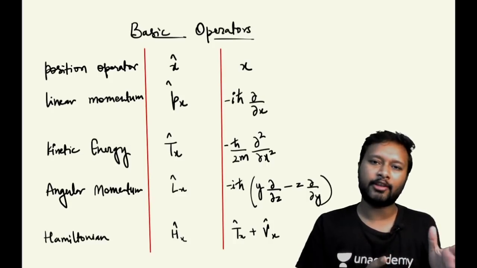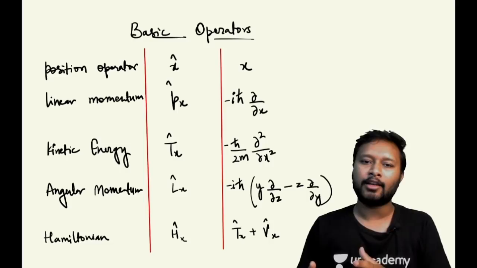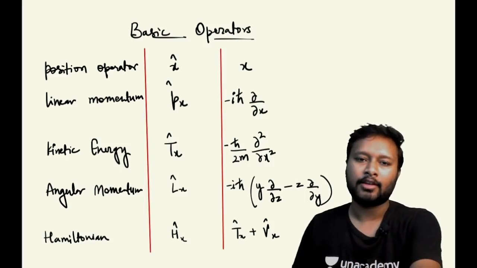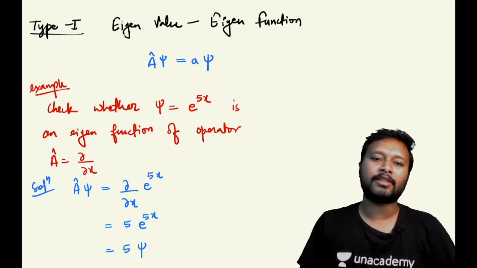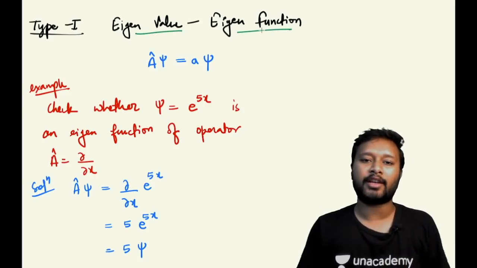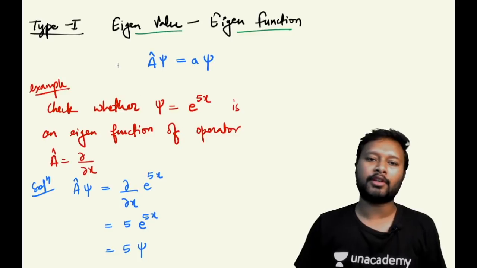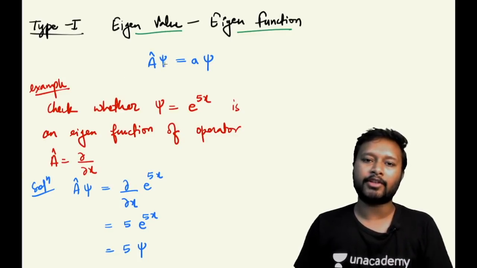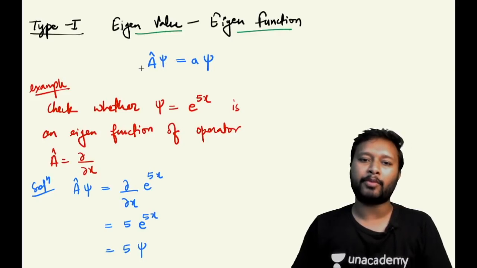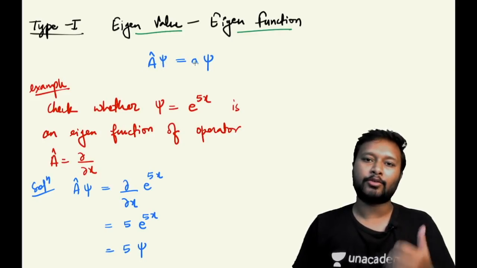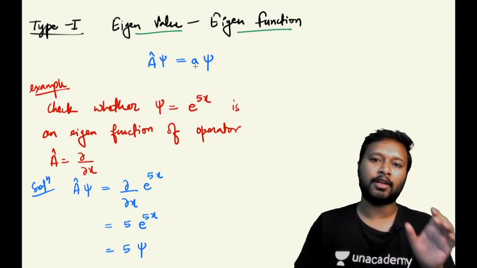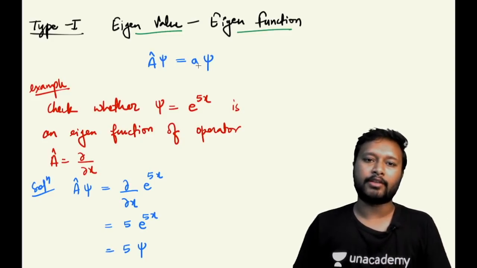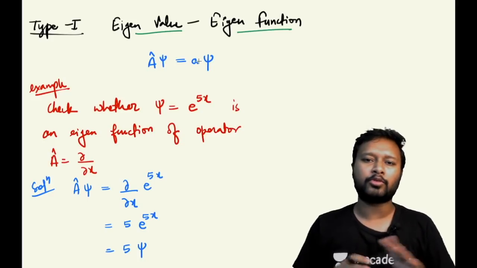Now once you are done with the basic operators, we can go for the types of questions. The first type of question which I have taken is pretty simple and pretty obvious, that is the eigenvalue and eigenfunction type of question. In these types of questions, you will be given an operator and a wave function, and you have to operate that operator on the wave function so that you get the wave function back. Along with that wave function, whatever constant you get, that constant is called the eigenvalue. I hope most of you know about it.